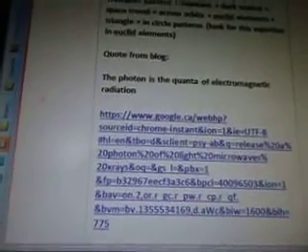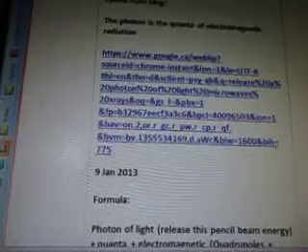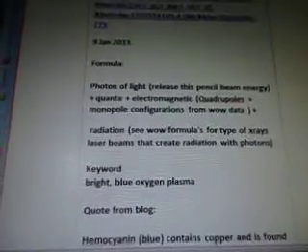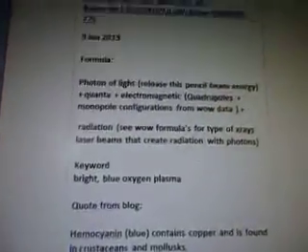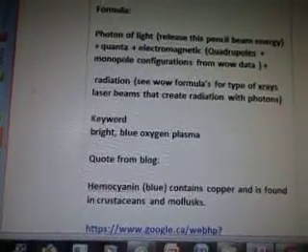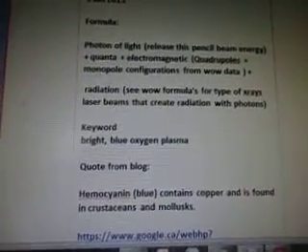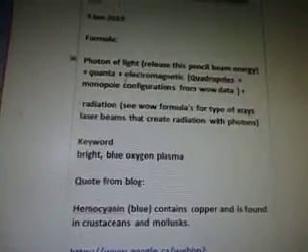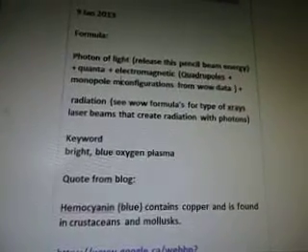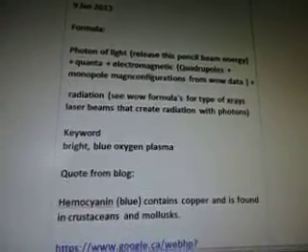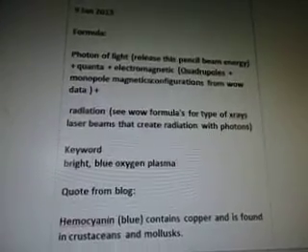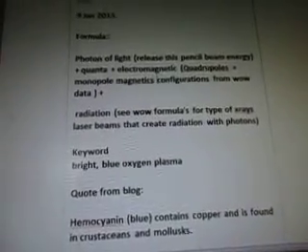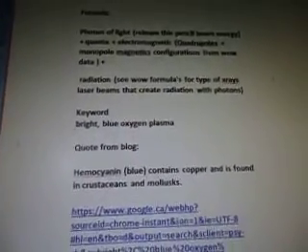So, quote from blog: the photon is the quanta of electromagnetic radiation. Another Google link there. January 9th formula: photon of light, release this pencil beam energy, add quanta, electromagnetic quadrupoles, monopole. Those would be magnets, in case you're not familiar with the words. I wasn't when I first started. So I got people watching these that don't understand this stuff. So configurations from WOW data. Add your radiation. See the WOW formulas for the type of X-rays, laser beams that create radiation with photons.